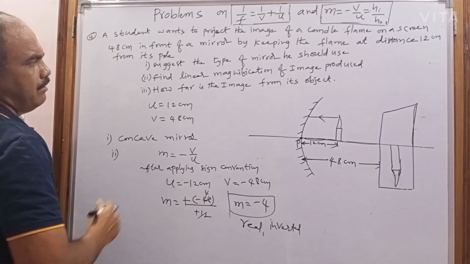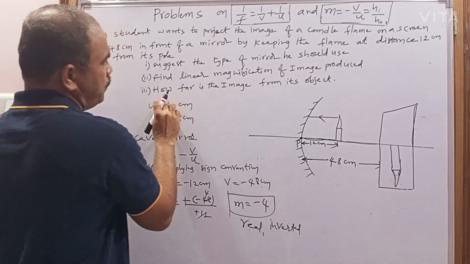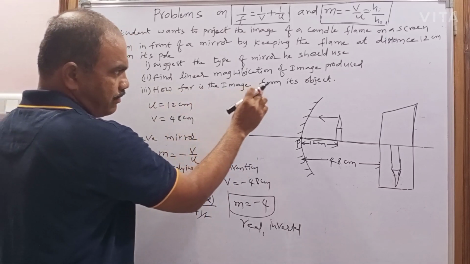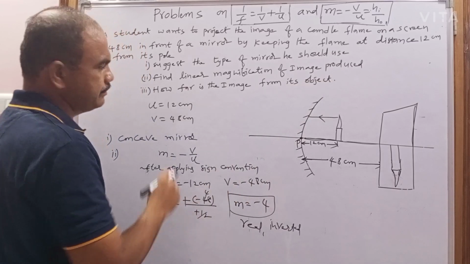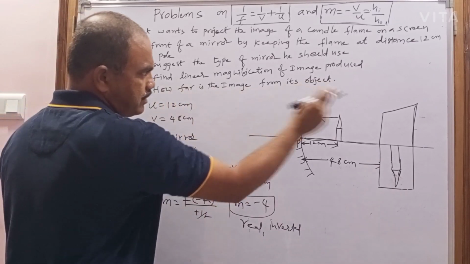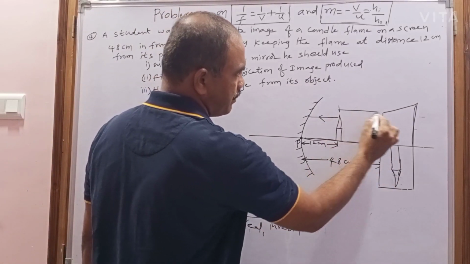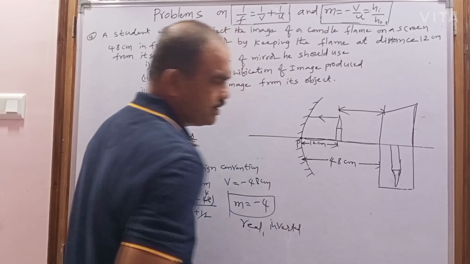Next, what do you have to find? Third one, how far is the image from its object. Nothing but, how much distance will the image be from this object?